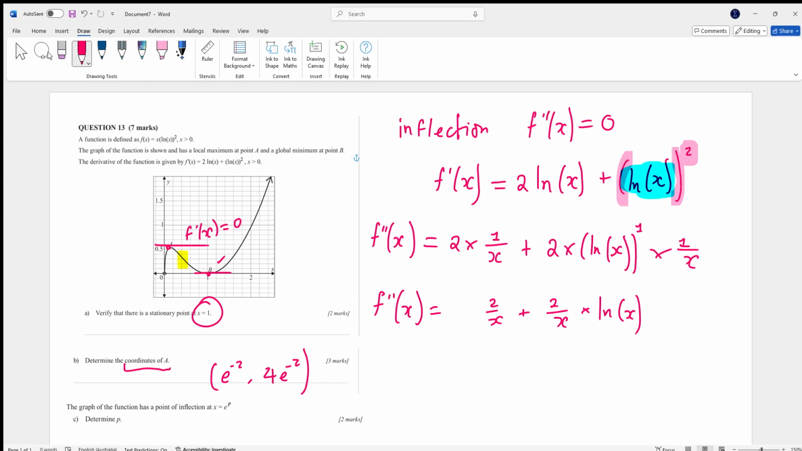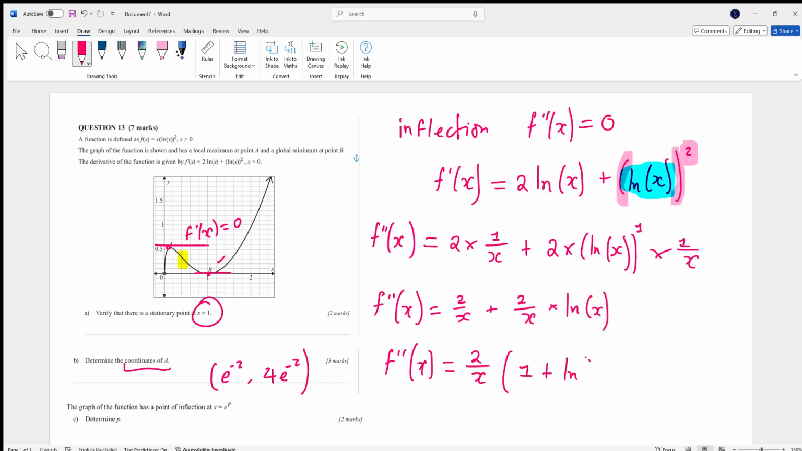Hopefully you can see both of these terms have 2 over x in common. We're going to factor it out. Factorization is your best friend in the non-calc exam. It'll make the algebra a lot easier. So if I factor out 2 over x, what I'd be left with is 1 plus ln of x.